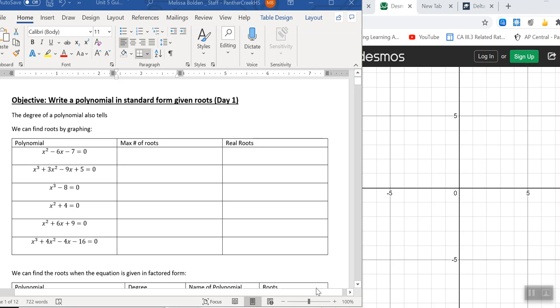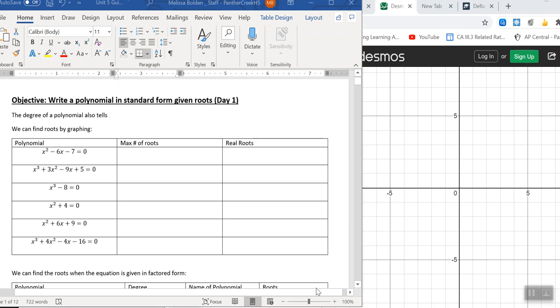This is lesson 1 of Unit 5. In this unit, we're going to look at graphing polynomials. We're going to look at graphing them by their roots. We're going to look at finding all different types of solutions in a polynomial function. Today, we're going to start off with simply writing a polynomial in factored form given its roots.